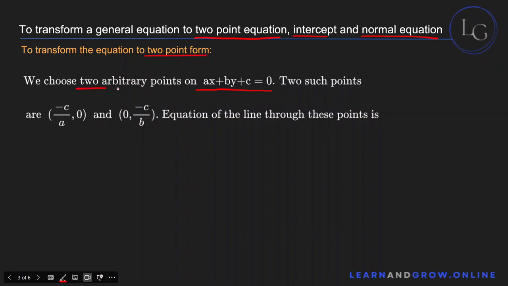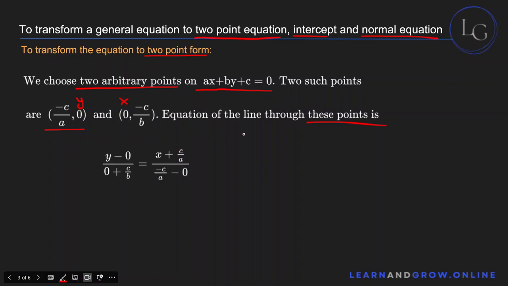Now we choose two arbitrary points on this equation, and these are two such points. The x-intercept of this equation is minus c over a and 0, because the y value in the x-intercept is 0. And similarly, the y-intercept of this equation is 0 and minus c over b, and we know that the x value in the y-intercept is 0. You can find these out by just rearranging this equation.